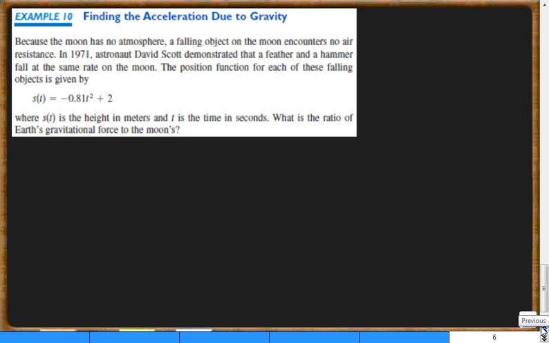Our last example has to do with our higher order derivatives, our position, velocity, and acceleration. So it says, because the moon has no atmosphere, a falling object on the moon encounters no air resistance. In 1971, astronaut David Scott demonstrated that a feather and a hammer fall at the same rate on the moon. The position function for each of the following objects is given by s of t equaling negative 0.81 t squared plus 2, where position is the height in meters and t is the time in seconds. What is the ratio of Earth's gravitational force to the moon's?